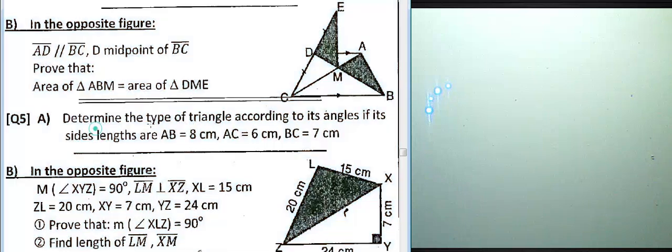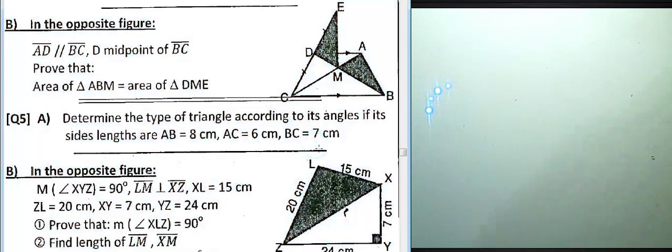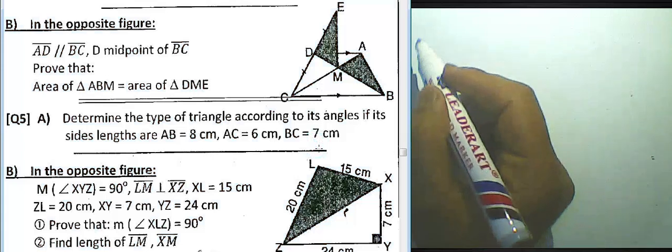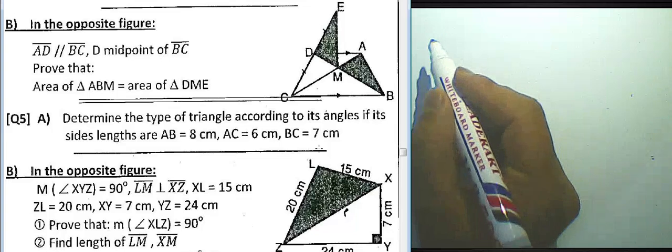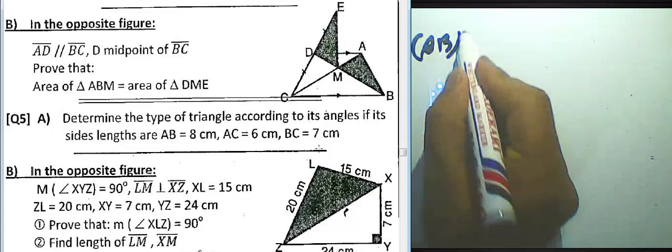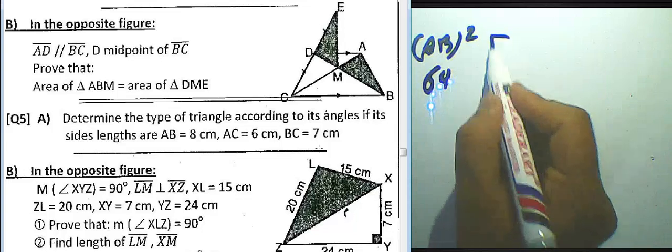Question 5. Determine the type of triangle according to the angles, if each side's length is AB equals 8 cm, AC 6 cm, BC 7 cm. In this example, first we find the square of the greatest length here, AB. 8 power 2 equals 64.